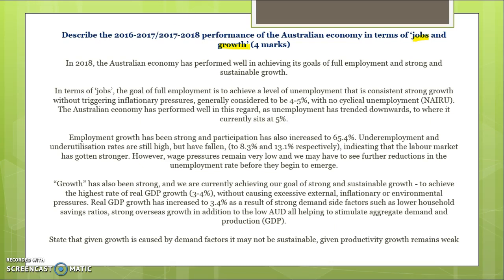Make sure when you do these questions you make it clear what the goals are, even if it's not explicit, so that you show what we're aiming to achieve. Always good to define NAIRU when you're talking about the goal of full employment, so the non-accelerating inflation rate of unemployment. We're trending quite well because unemployment's down to 5%. Employment growth has been strong. That's really important. The amount of jobs created has been really high this year and even more so last year. Participation has increased. Underemployment and underutilisation have both fallen. So this all indicates that the labour market has gotten stronger.